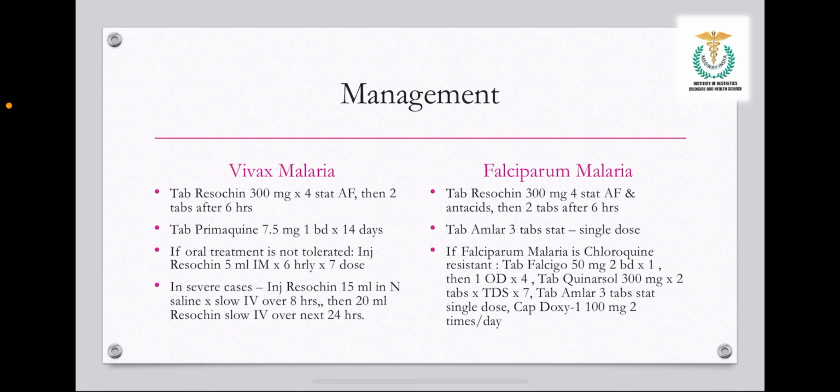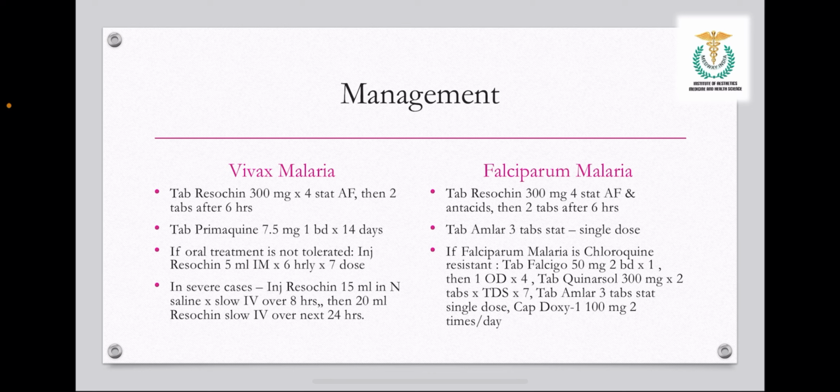Next is the falciparum malaria. So this is a dangerous form of malaria affecting different organs, mainly the brain, causing cerebral malaria which can be fatal. The second problem, which is of recent origin, is chloroquine resistance, necessitating the use of other drugs. And the standard treatment you can give in this condition is tab chloroquine 300 mg, 4 tabs stat after food and antacids, then 2 tabs after 6 hours, then 2 tabs daily for 2 days. So this is how you can do. And next you can advise tab Amlar 3 tabs stat, it is a single dose. So this you can advise.